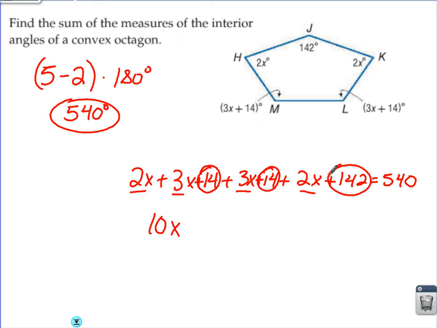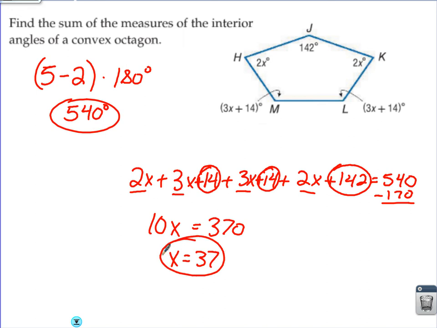170. So we're going to move 170 to the other side. How do you move 170 to the other side? You subtract it, and you get 370. Don't calculate. Don't type this in your calculator. Divide by 10. What is x? 37. Thank you. Move your decimal one place to the left.